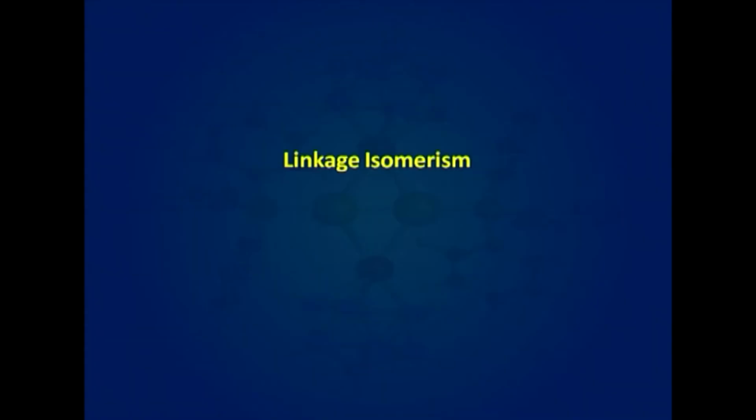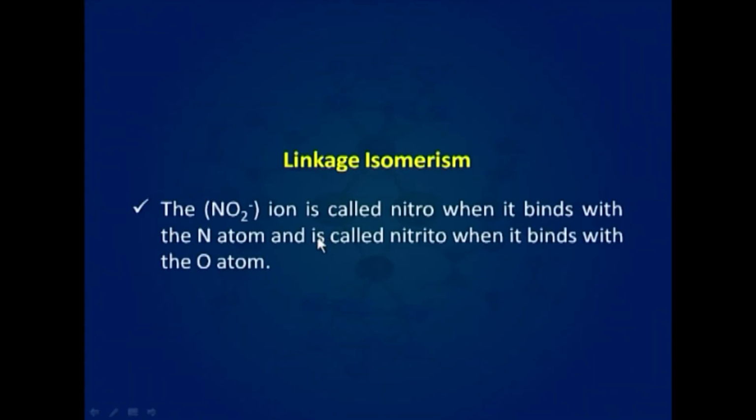The formula of the complex is unchanged, but the properties of the complex may differ. The names used to specify the changed ligands are changed as well. The NO2- ion is called nitro when it binds with the nitrogen atom and is called nitrito when it binds with the oxygen atom.